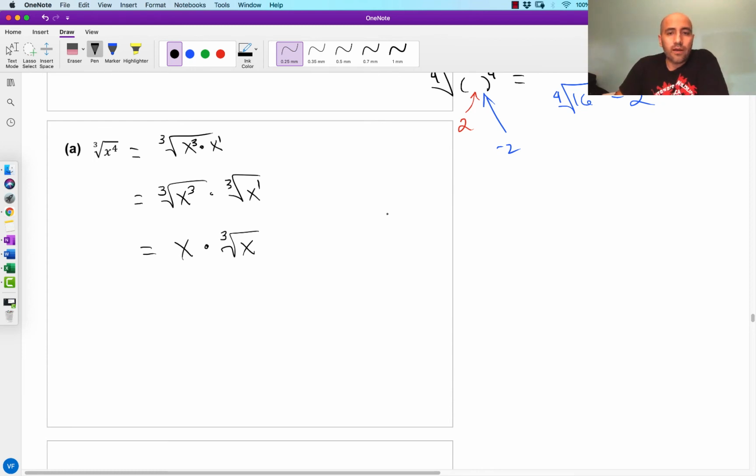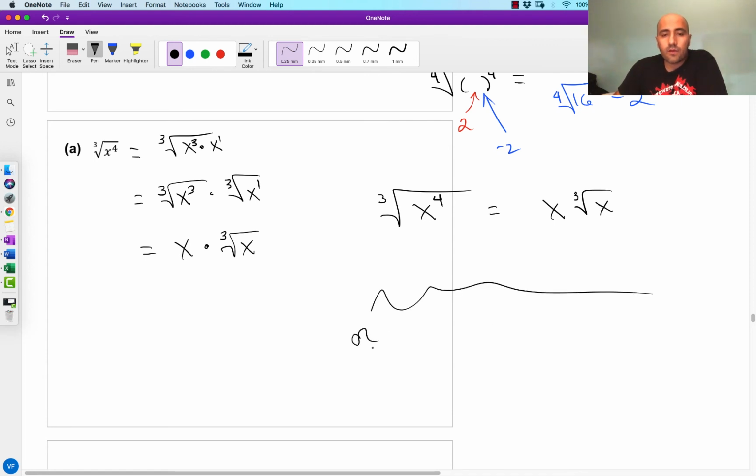So this is the reason why, but in practice, I like just to think that we can pull out one copy of x as long as the exponential power matches the index of the root. So we can pull out one x, and then what's left over is just one copy of x inside the radical. Good. So x times the cube root of x. We keep the same cube.